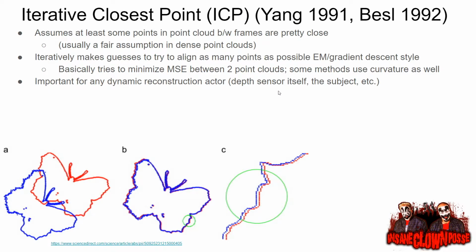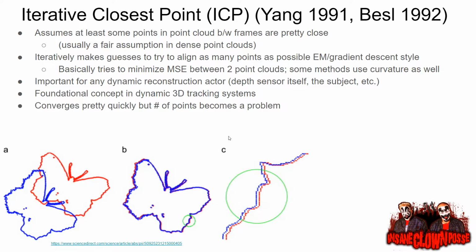ICP is needed for any of these methods because basically anytime anything moves, you're going to have a completely different point cloud. So you need the ICP to figure out which point cloud is which and where it corresponds, and how do you align them, and things like that. So this is an important concept in any kind of 3D tracking system that is dynamic. You don't have to worry about it with static camera pose and subject, because in those cases you can just use computer vision or photogrammetry.